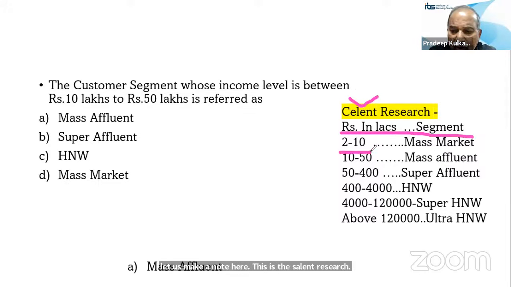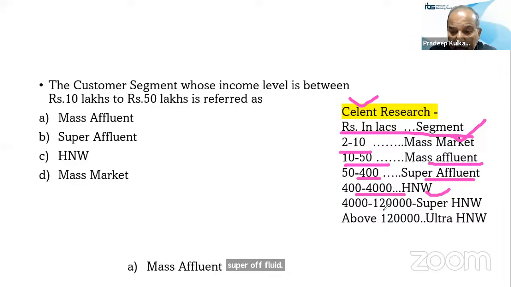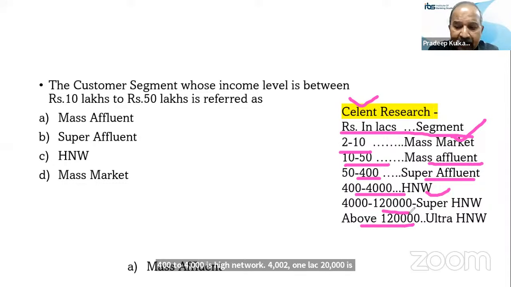Okay. 2 to 10 lakhs is a mass market. 10 to 50 lakhs is mass affluent. And 50 to 400 is super affluent. 400 to 4,000 is high net worth. 4,000 to 1,20,000 is super high net worth. And above 1,20,000, ultra high net worth.